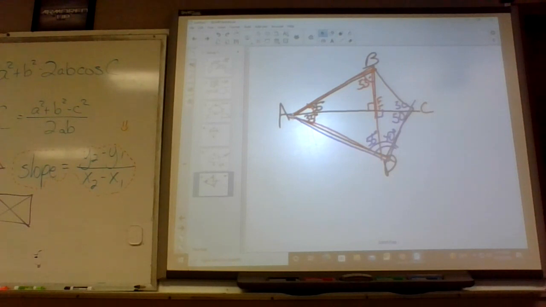What does a kite add up to? All quadrilaterals add up to 360.